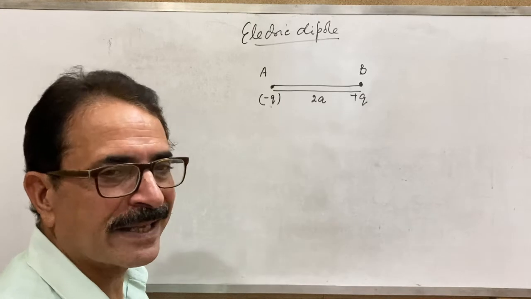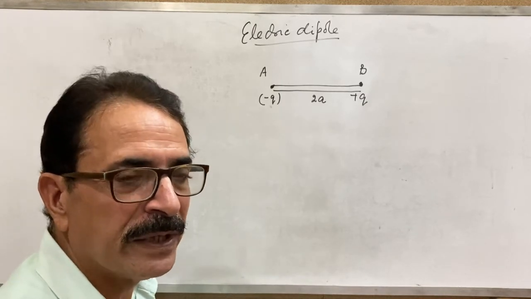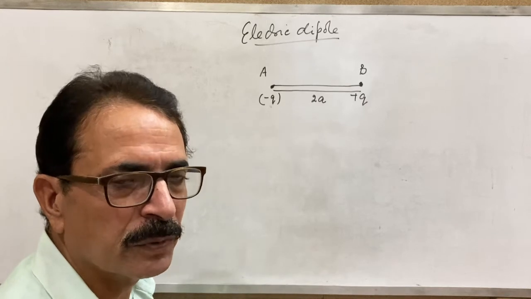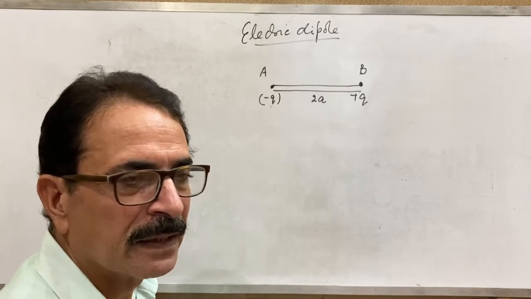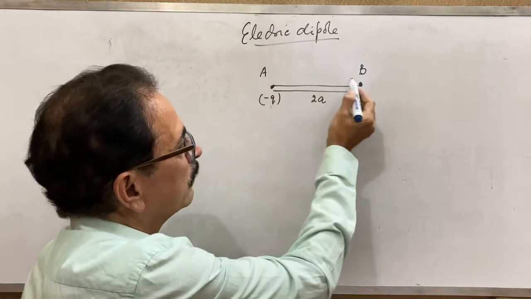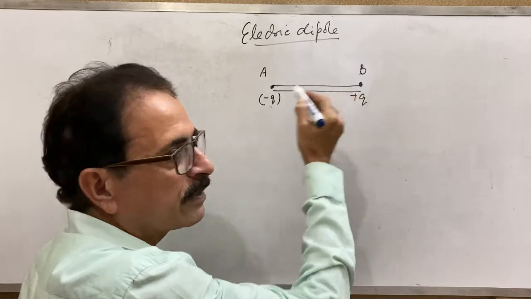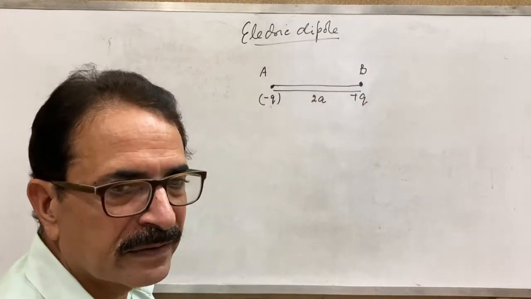यहाँ पर हम एक example ले सकते हैं like water or ammonia. These form electric dipoles. The distance from A to B, or the length from A to B, forms the dipole length.